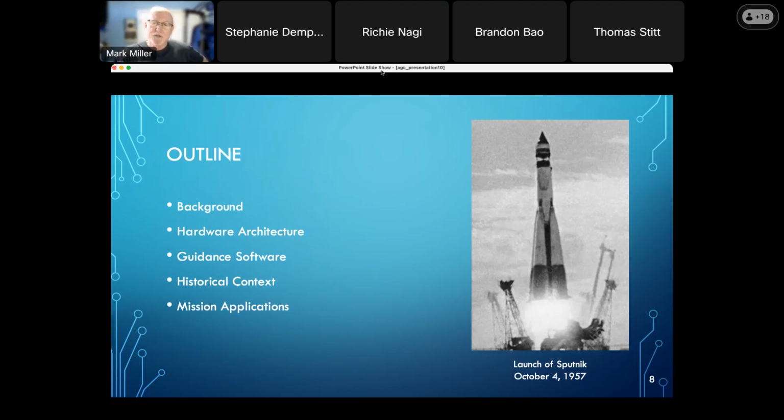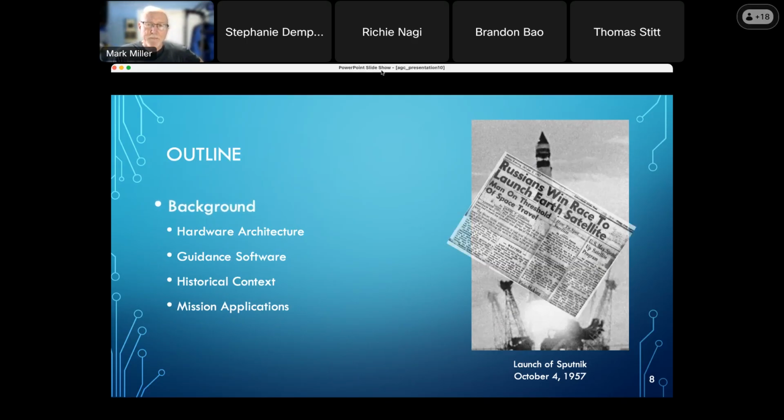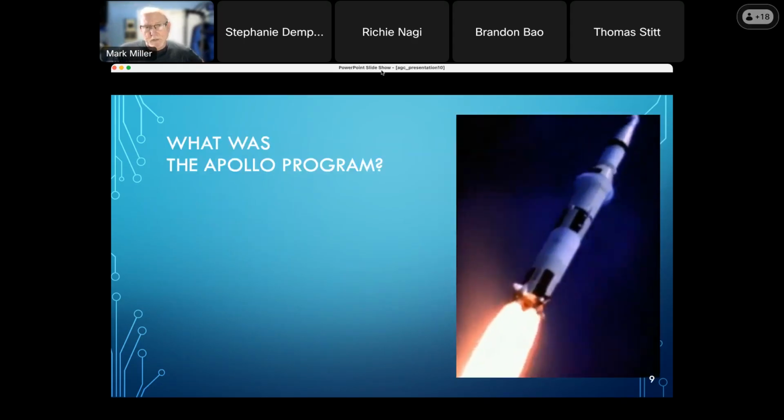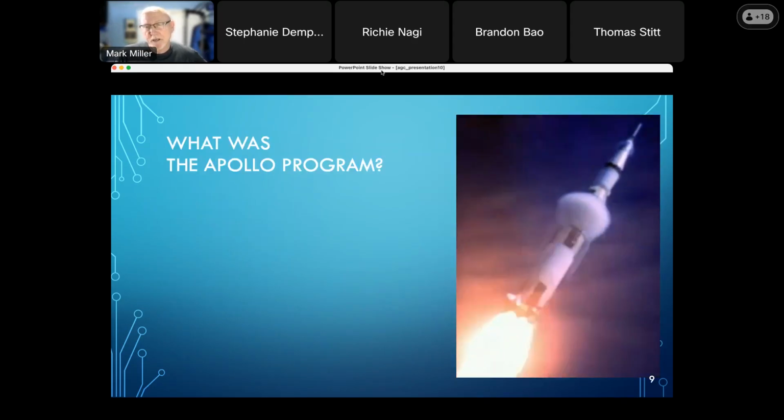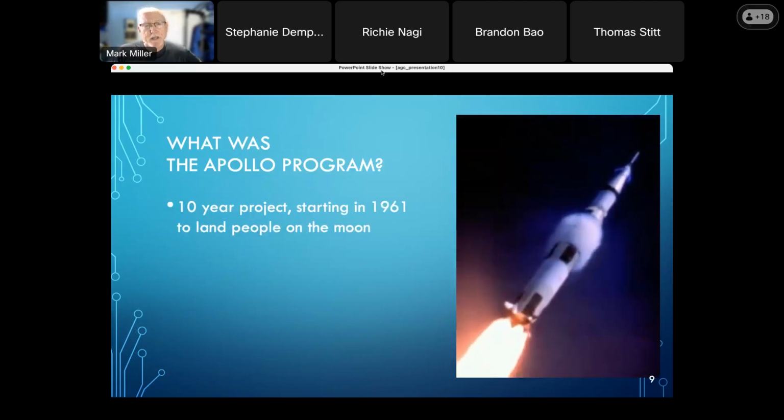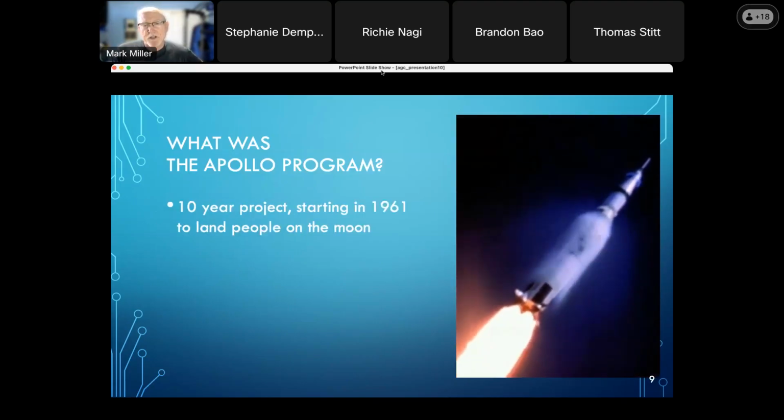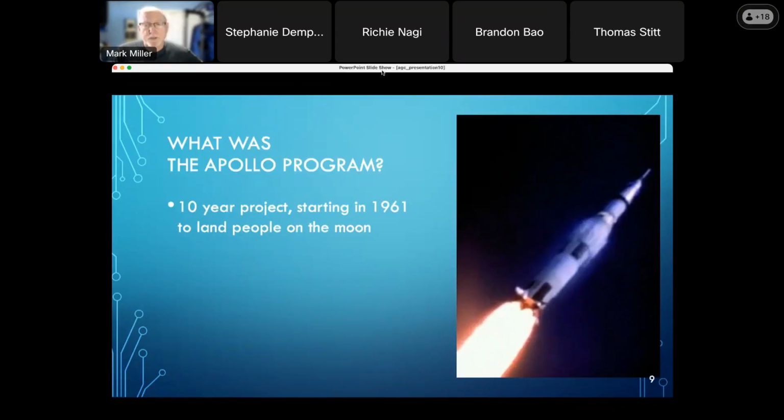So this is a picture of Sputnik being launched on October 4th, 1957. That sort of triggered the space race between the US and Russia. By 1961, the United States had committed itself to the Apollo program. So this was a 10-year project starting in 1961 to land people on the moon.